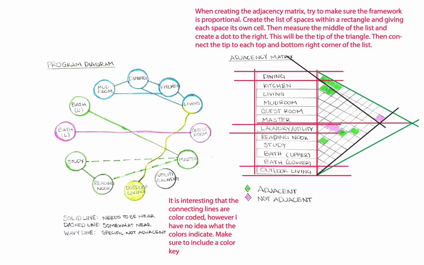So with color coding, you can get away with a small grid. If you're doing something with dashed lines or something like that, you might need a larger one, but use that process to get your framework down for the adjacency matrix to make sure that it's proportional.